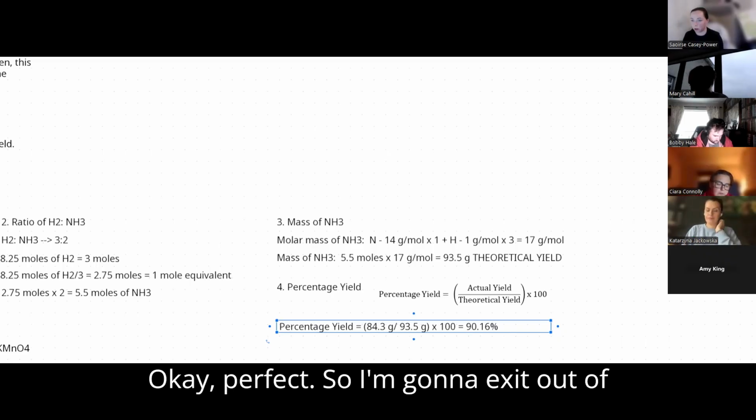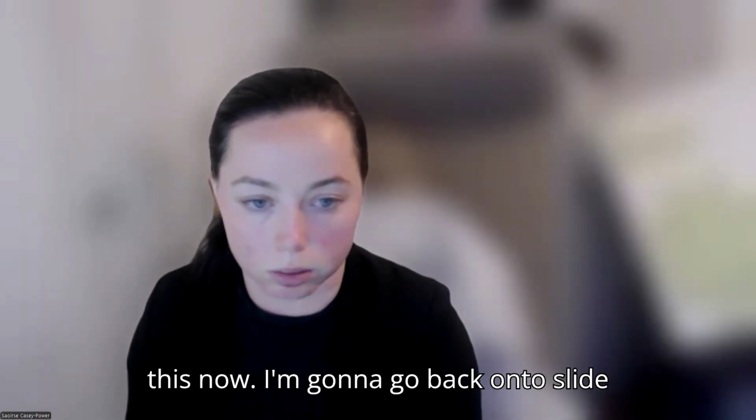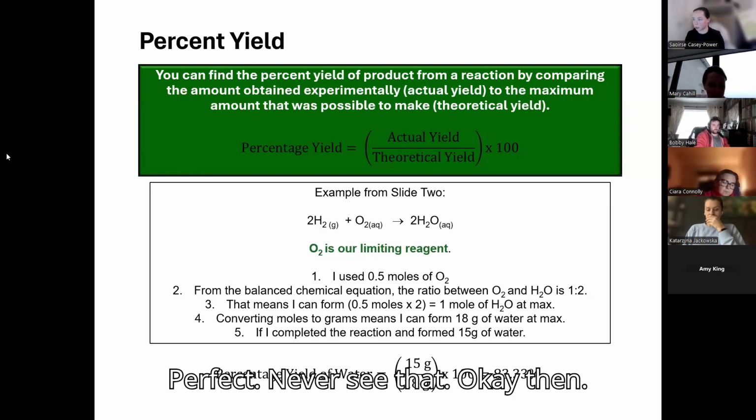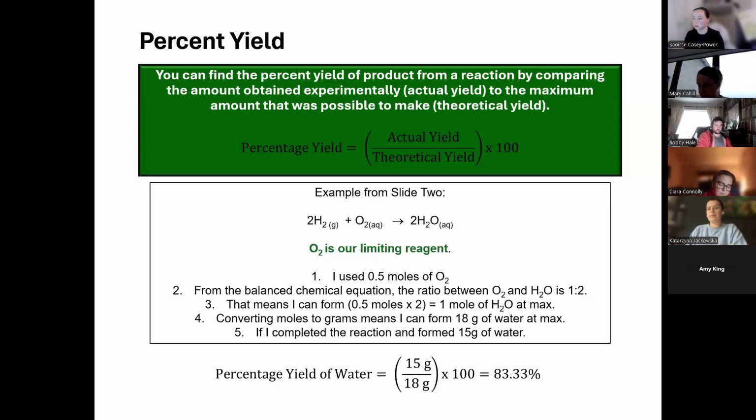Okay, perfect. So I'm going to exit out of this now, and I'm going to go back onto the slide deck. Perfect. Can everyone see that okay then? Okay.